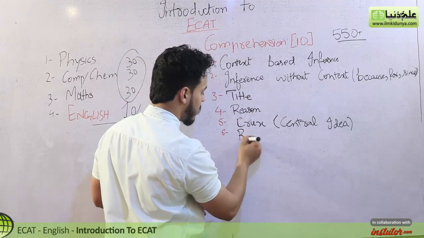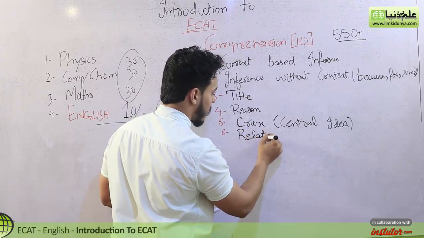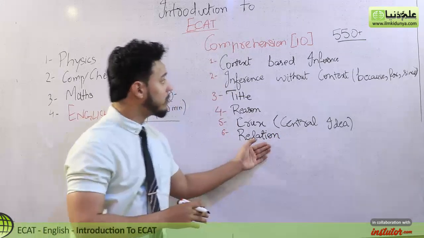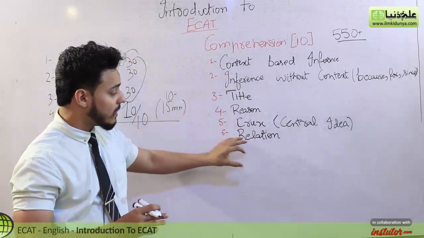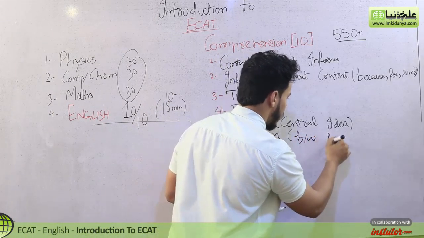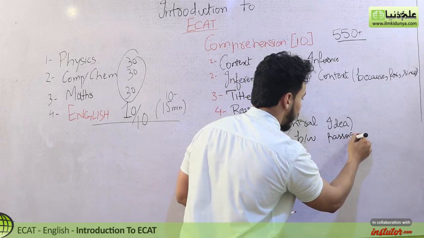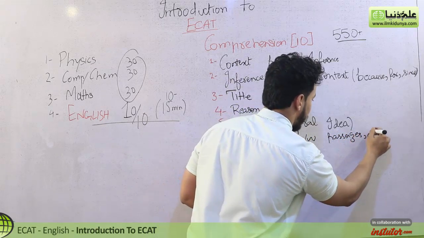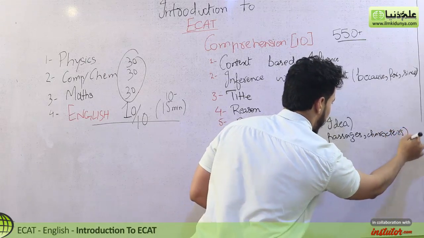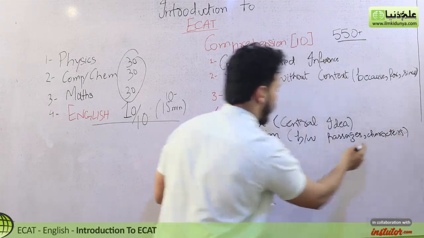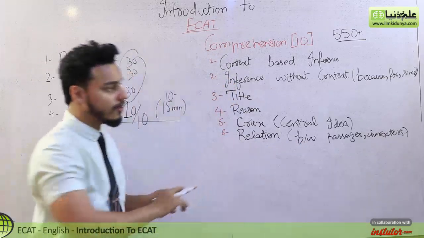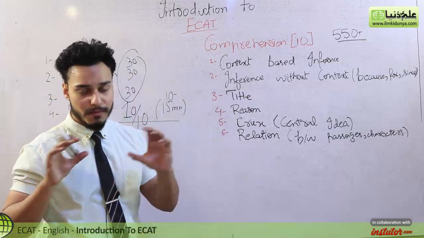And now we have relation. This particular relation relates to the question of comprehending the relation between two passages, and how the writer has connected the characters, the ideas, or the passages. So you're going to give that particular relation which exists between both of them.